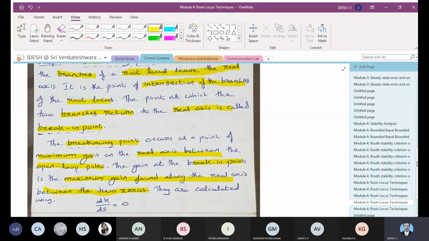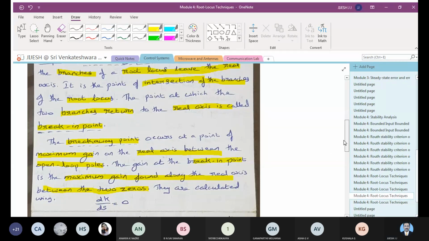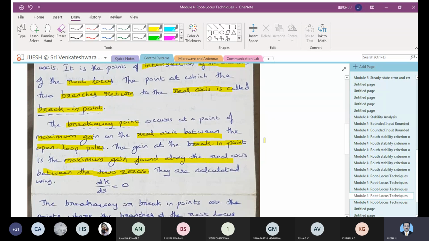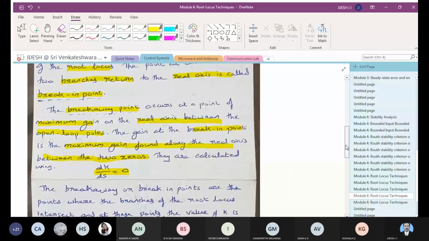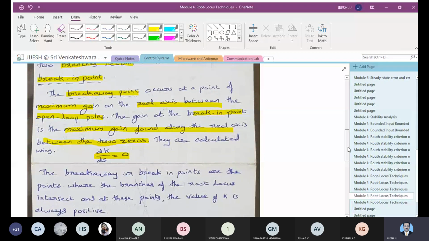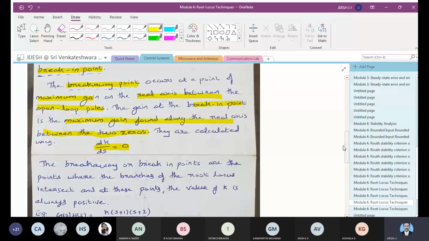We can see all this in the problems. Here, we can calculate these things by using the equation dk by ds equal to 0. So you'll be finding dk by ds, and you have to equate it to 0. You can go on finding all these points. We have to understand these things in order to find them. We'll be seeing one example as well, which will make you clear about breakaway and break-in points.